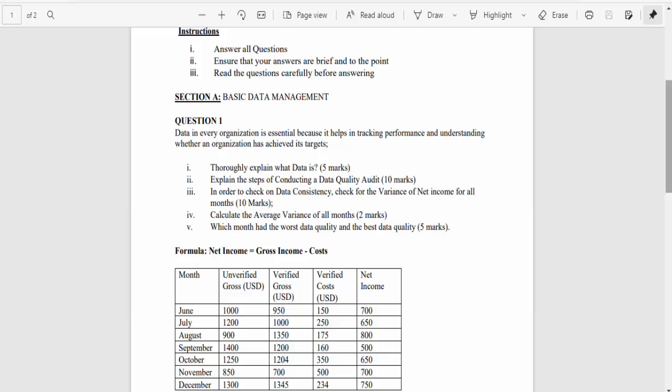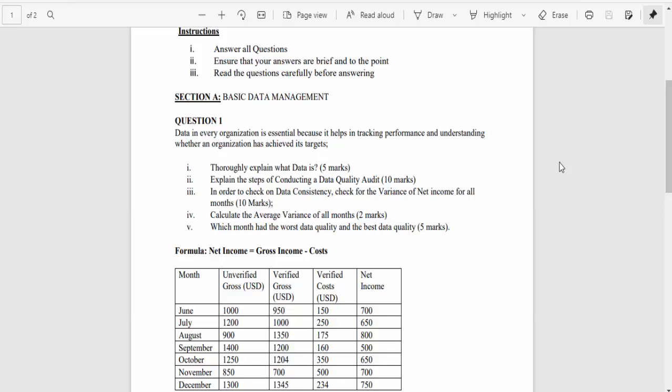In question one, I like this question because it really connects you to real life situations. Data in every organization is essential because it helps in tracking performance and understanding whether an organization has achieved its targets. The first question is thoroughly explain what data is, and you can see it's 5 marks. Usually with these kinds of questions, if you're asked to explain what data is, you need to do it briefly and to the point because the marks are quite low, 5 marks.